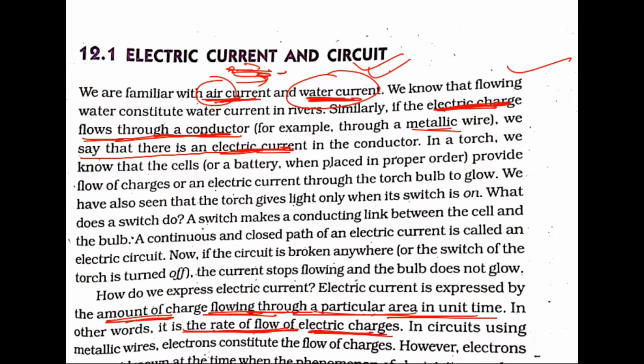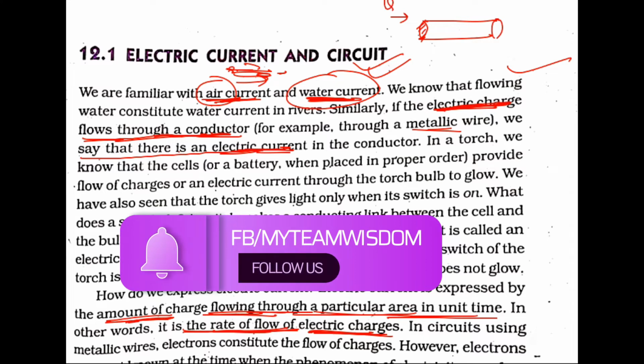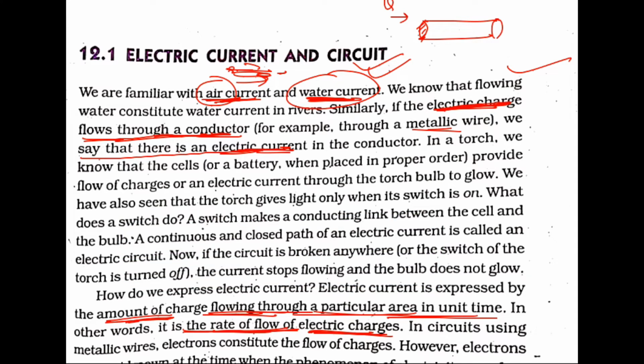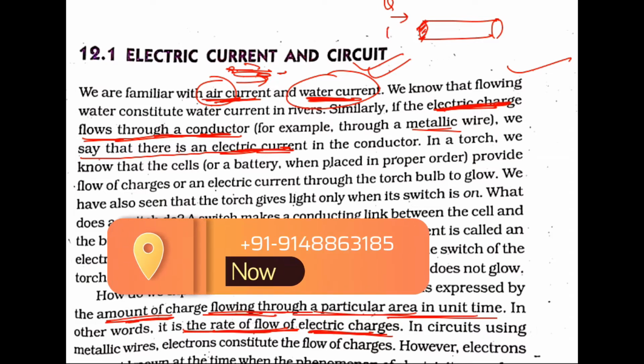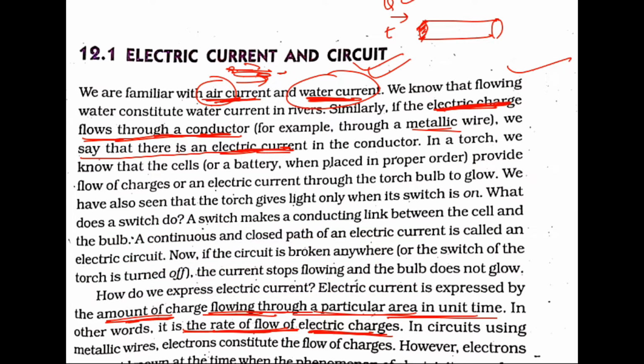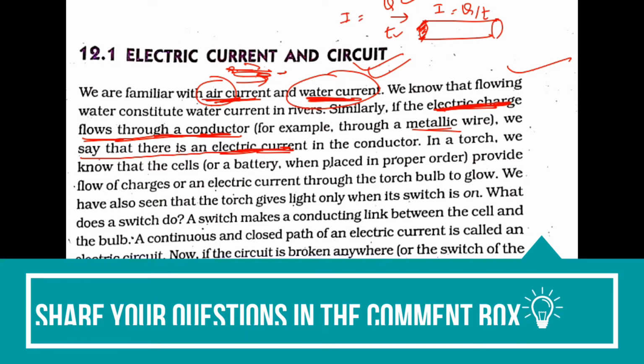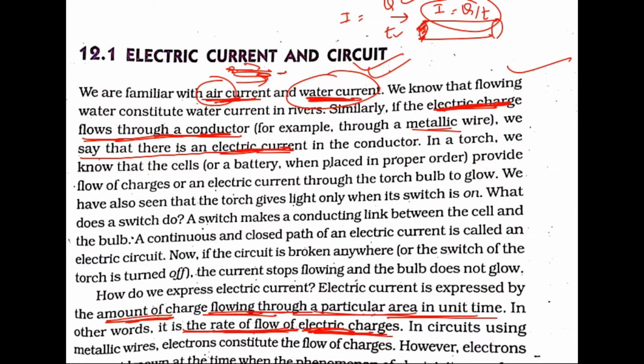Take any conductor; for example, this is the cross section of a conductor. If the amount of charge, Q, flows through a particular area in a given unit time, we call it current. The amount of charge flowing through a particular area in a unit time is called current, I equals Q by T. Or simply, the rate of flow of electric charges is nothing but electric current. So current equals charge per unit time.